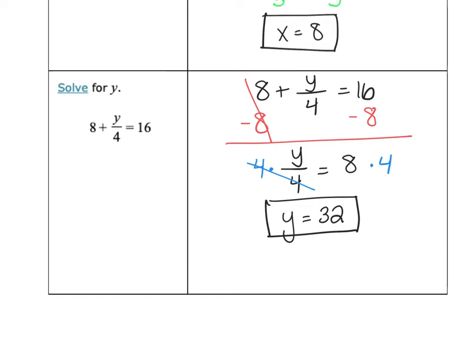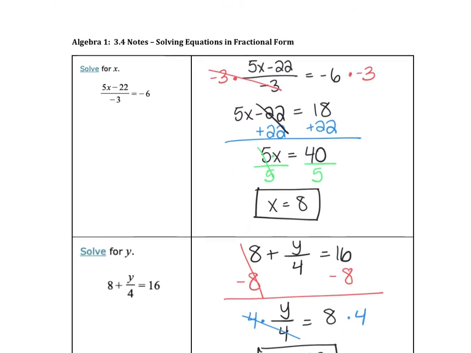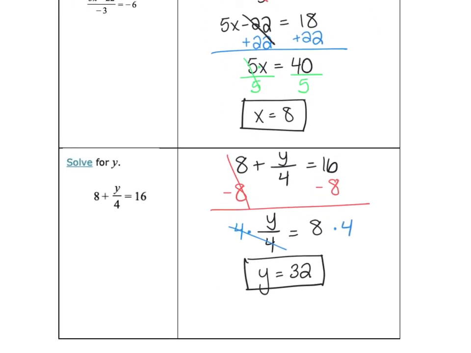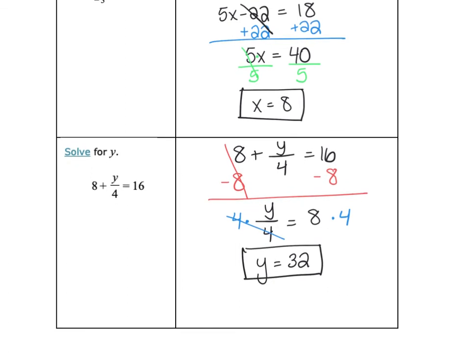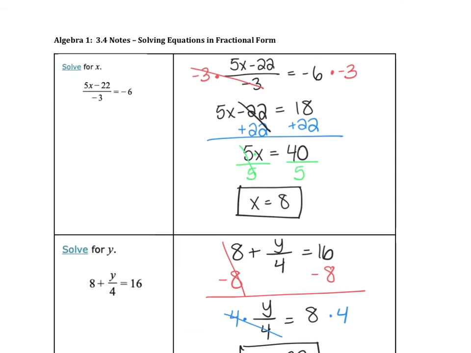So notice the difference between these two. One of them has dividing of the entire problem at the bottom, so you have to get rid of that first. And the second one has dividing in it, but it has a plus 8, and it's not the entire thing being divided. So there's a difference between these two equations. Make sure you notice the difference.